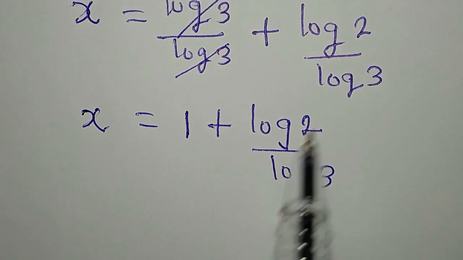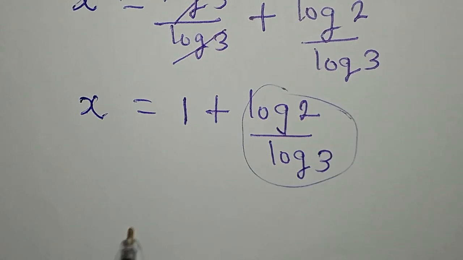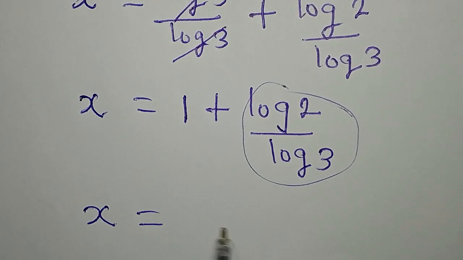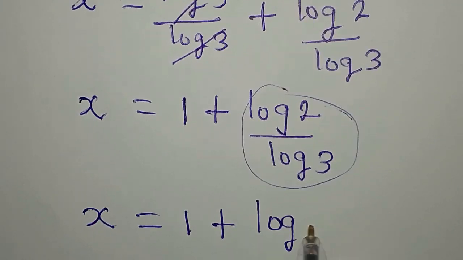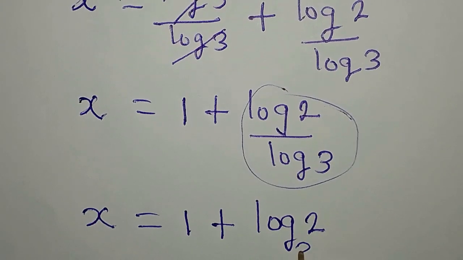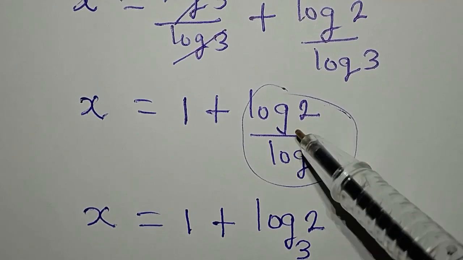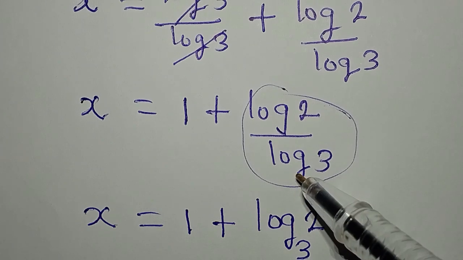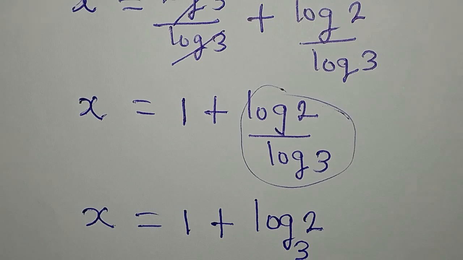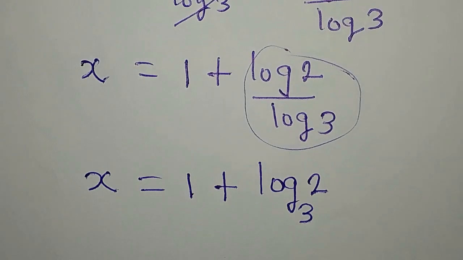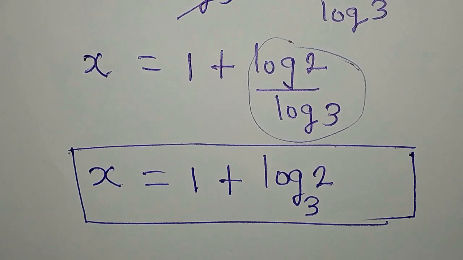Mind you that from here I can apply change of base. So if I do that, I'll have x equal to 1 plus log 2 to the base of 3. Remember that both of them were having the same base, and that is base 10. Now we want to change that base from base 10 to base 3, so the denominator here becomes the base. Okay, so this is what we have, and we call this the value of x.